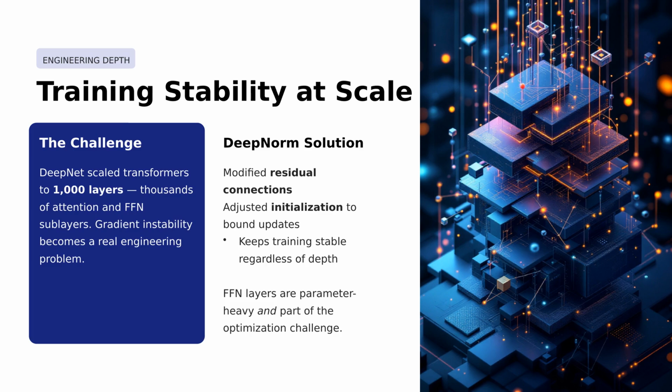At this level of engineering depth, the core challenge is training stability at extreme scale. DeepNet pushed transformers to around 1,000 layers, which means thousands of attention and feed-forward sublayers, and that makes gradient instability a serious issue. Their DeepNorm approach addresses this by modifying residual connections and adjusting initialization, so updates stay bounded. The result is stable training even as depth grows, including through the very parameter-heavy FFN layers.